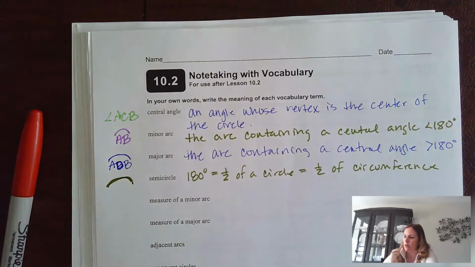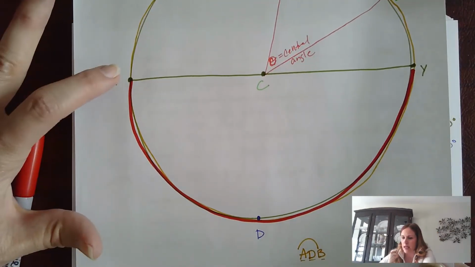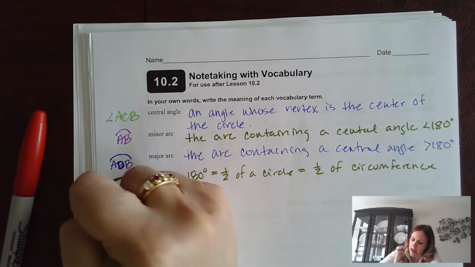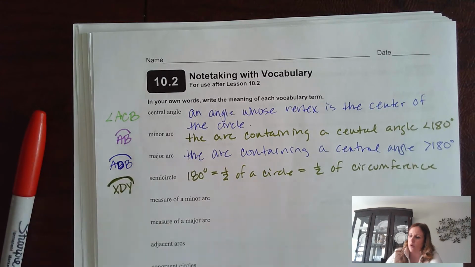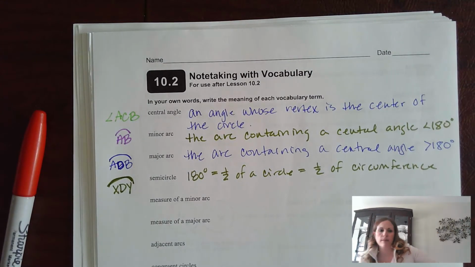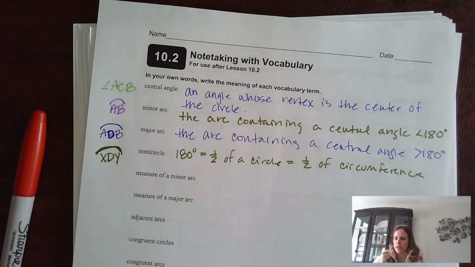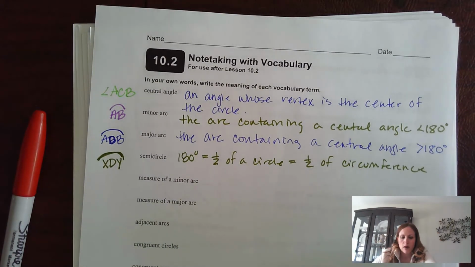So if I was going to mark off this arc, I would say arc X, D, Y. So that's how I would measure my semicircle. That's how the notation would look. All right, so the rest of this is the measure of the minor arc.